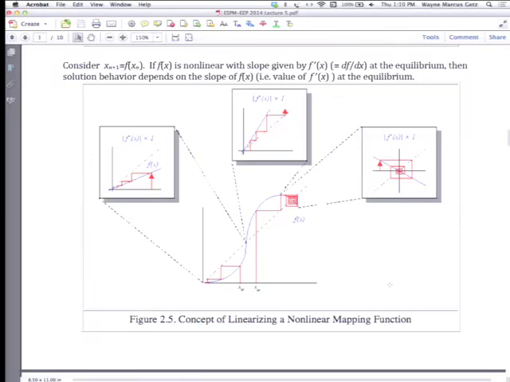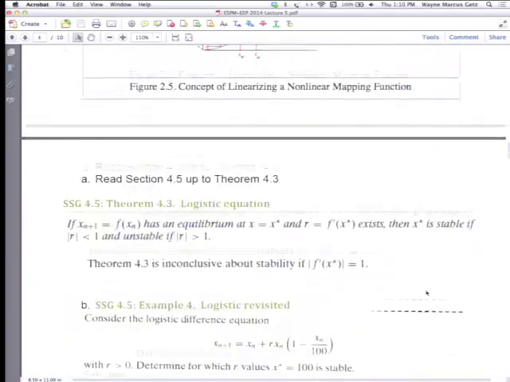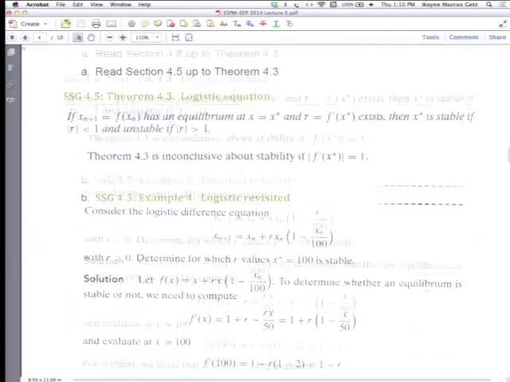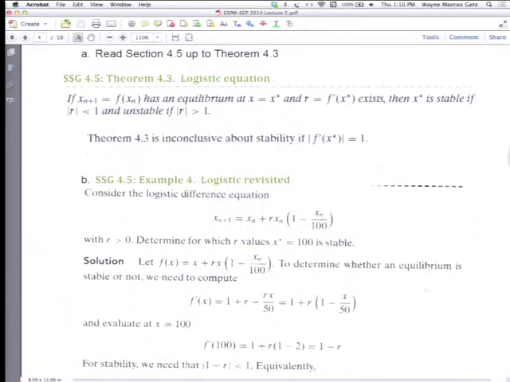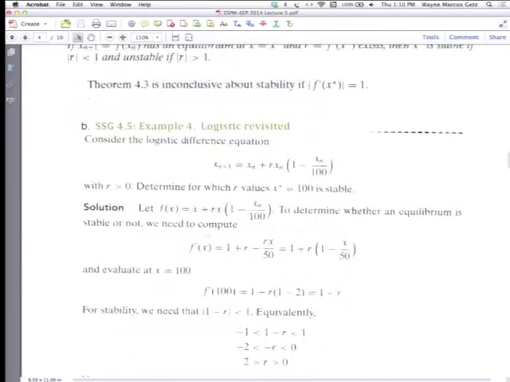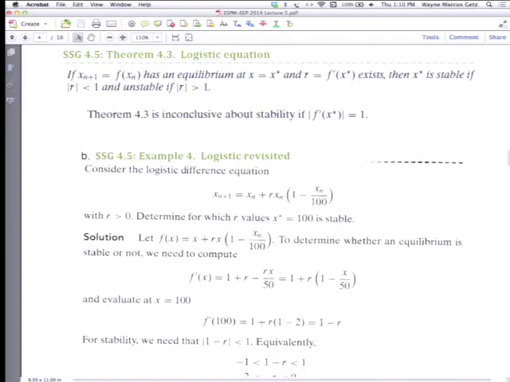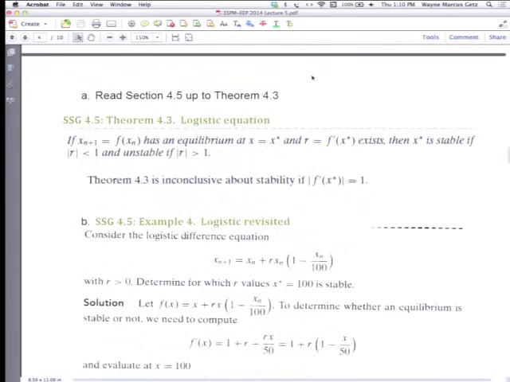And so because of all this, there's a theorem that tells you whether a model is stable or not. So for example, let's go back to the logistic equation. It says that x_{n+1} = f(x_n) has an equilibrium at x = x star, and its derivative exists and is equal to r. So you can show in the logistic equation that the derivative is equal to r. Then x star is stable if the absolute value of r is less than 1, and unstable if the absolute value of r is greater than 1.